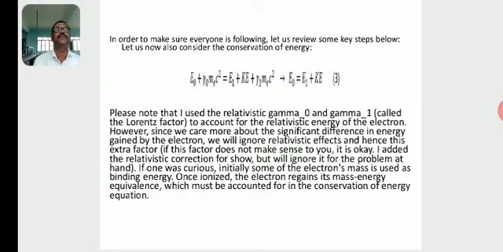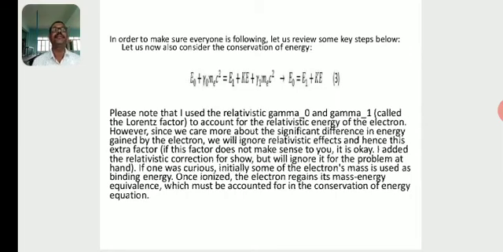In order to make sure everyone is following, let us review some key steps below. Let us now also consider the conservation of energy. E0 + m_e c² = E1 + KE + γ1 m_e c², that tends to E0 = E1 + kinetic energy. This is the equation.